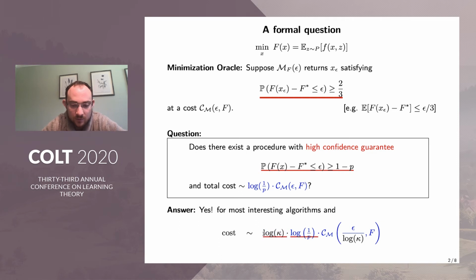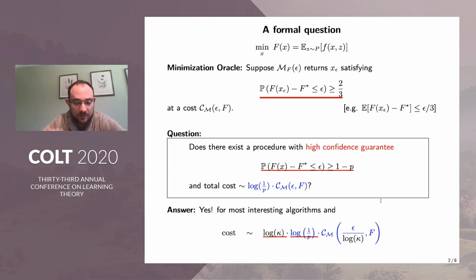So that's the overhead cost, and you need to rescale epsilon by log kappa. So up to logarithmic dependence in the condition number, you in fact do get a positive. It is possible to get a positive answer to this question. Okay, so what I'm going to do now is describe how one can do this.